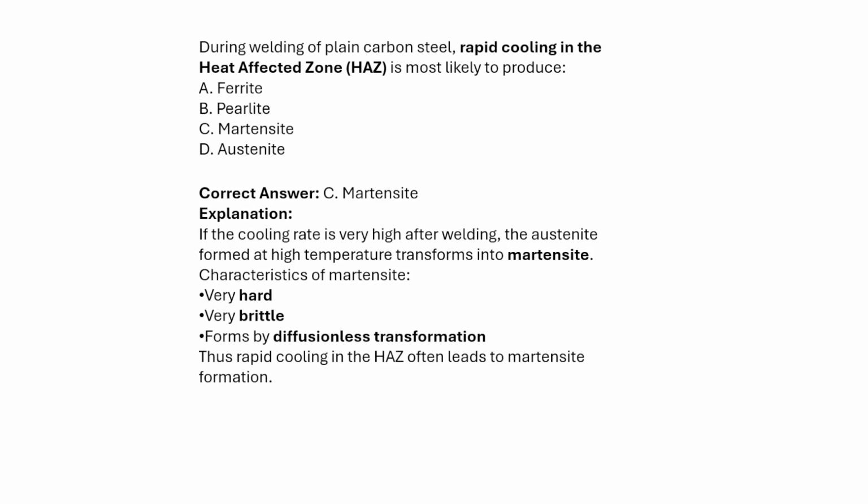Okay, coming to the next question. During the welding of plain carbon steel, the rapid cooling of the heat affected zone is most likely to produce which phase? I think we have already seen this. Ferrite phase, cementite phase, martensitic phase, and austenitic phase. So the answer will be the martensitic phase. If the cooling rate is very high after welding, the high temperature phase transforms into the martensitic phase. The martensitic phase generally has higher hardness, higher brittleness, and it is a diffusionless transformation.